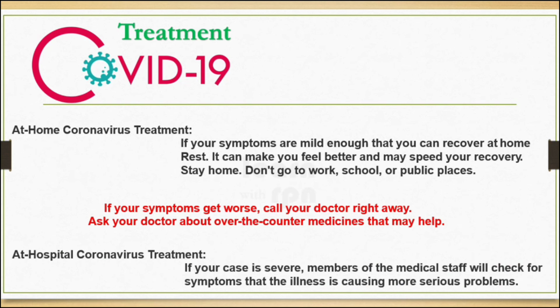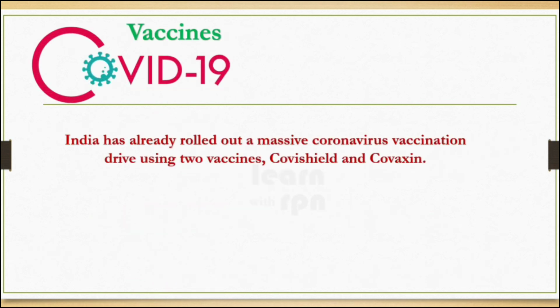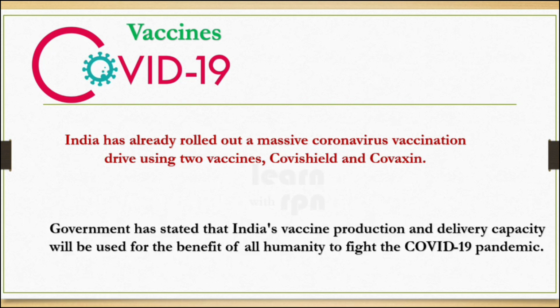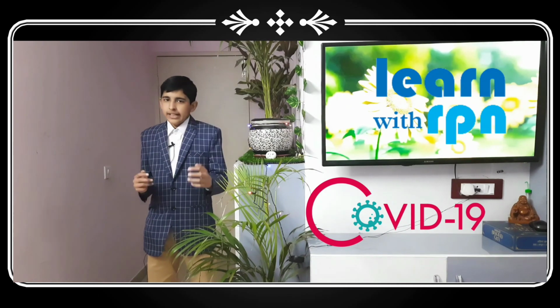If your case is severe, members of the medical staff will check for signs that the illness is causing more serious problems. Let's come to know about the availability of vaccines. India has already rolled out a massive coronavirus vaccination drive using two vaccines, Covishield and Covaxin. The government has stated that India's vaccine production and delivery capacity will be used for the benefit of all humanity to fight the COVID-19 pandemic.